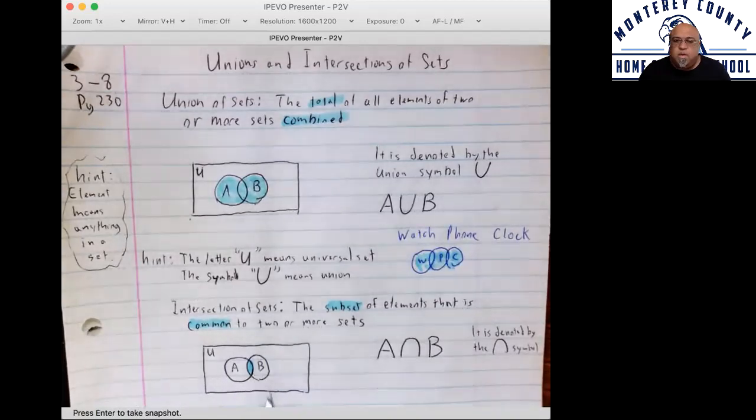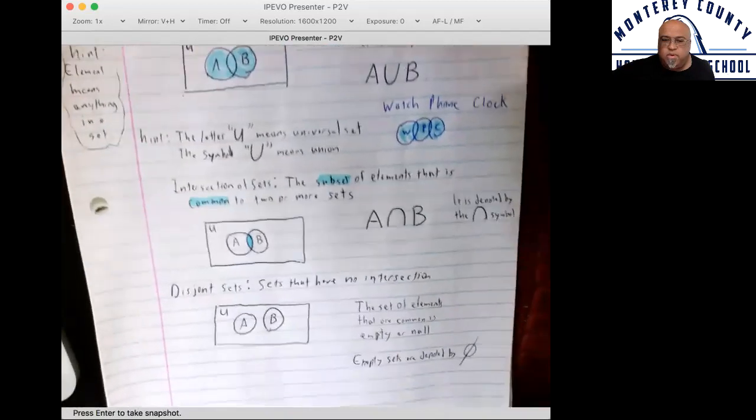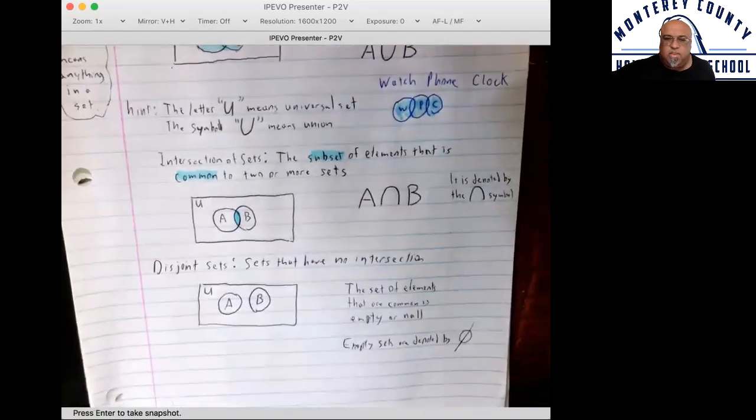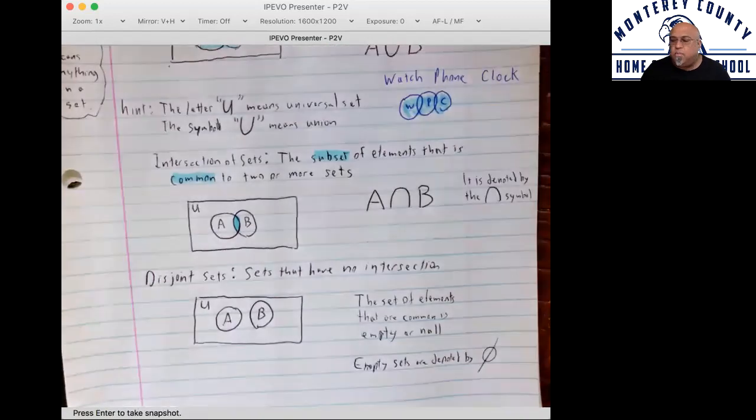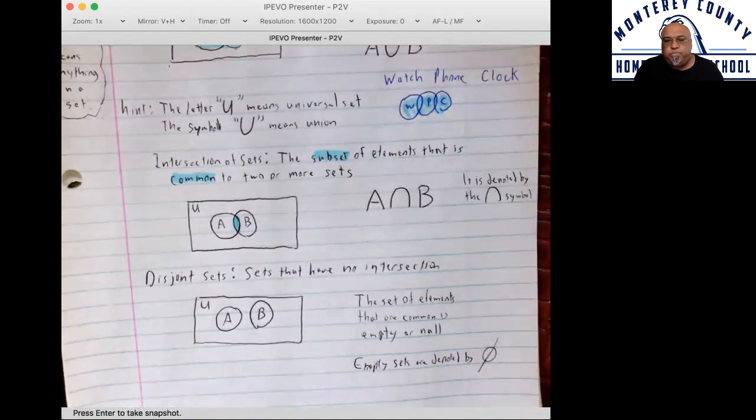Now, intersection is denoted by the intersect symbol, which looks like this. Let me go down the page here a little bit just so we can see everything. The intersect symbol looks just like the union symbol, except it's upside down. So if I said A intersect B, then what I'm saying is what is the same in both of these sets.